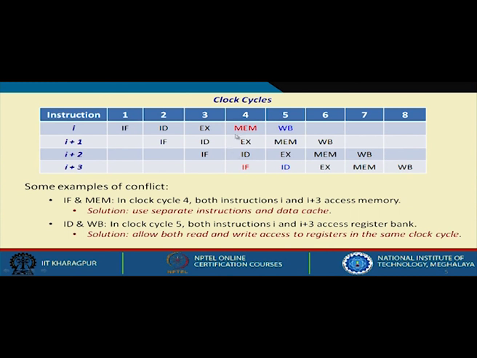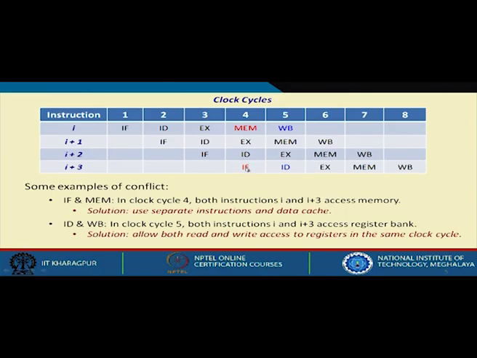Now, of course, for this particular case we can suggest a solution: let us use separate instruction and data cache. See, now you can find the logic why people actually use separate L1 caches for instruction and data. This is actually why it is required. So, if we do that, then this IF will be using the instruction cache and MEM will be using the data cache. So, the conflict which was there is apparently removed or avoided. Okay.